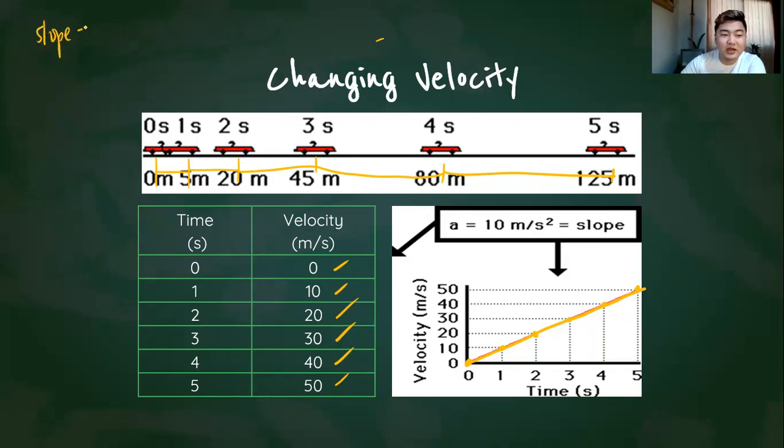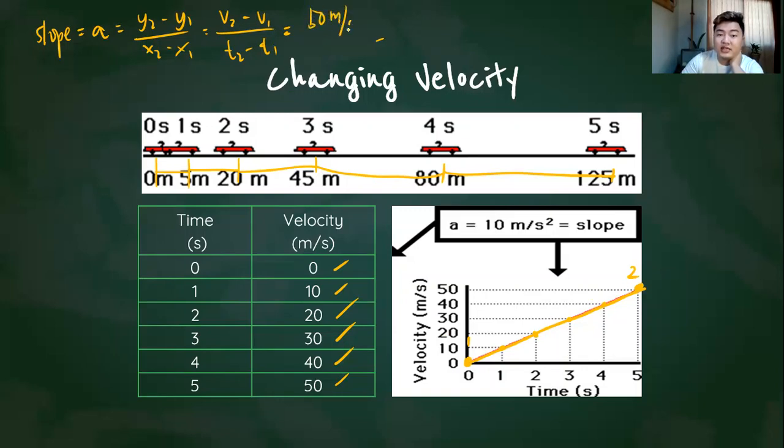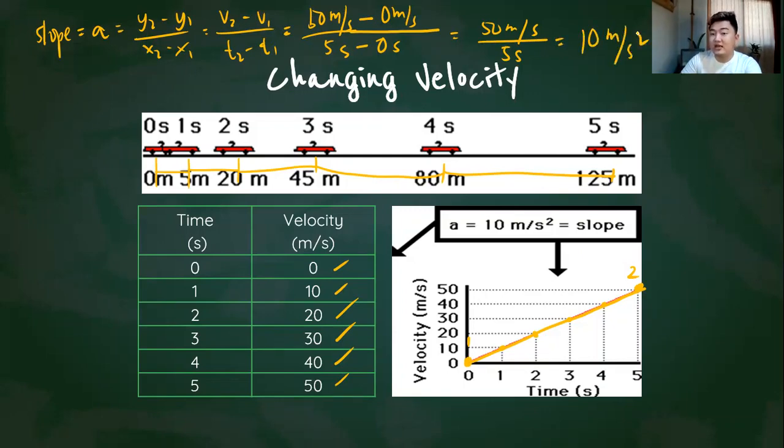So if we solve for the slope, which is your acceleration, it is y2 minus y1 over x2 minus x1. And remember, in a velocity time graph, your y2 and y1 are actually your velocities, and your x is your time. So if we take two points again in the graph, let's take this one as point 1 and this is point 2. Your velocity 2 is 50 meters per second minus 0 meters per second, all over the time of 5 seconds minus 0 seconds. That gives us 50 meters per second over 5 seconds, which is 10 meters per second squared. So this is the slope, but also the acceleration of the object. Acceleration is equal to 10 meters per second squared, which is also the slope.